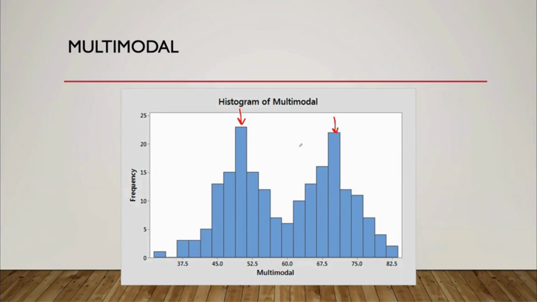But in this case, there's two modes. They're not equal, but they're really close. So this is what multimodal would look like. And this is not, as far as grade distributions go, crazy. It seems to happen more often than not.